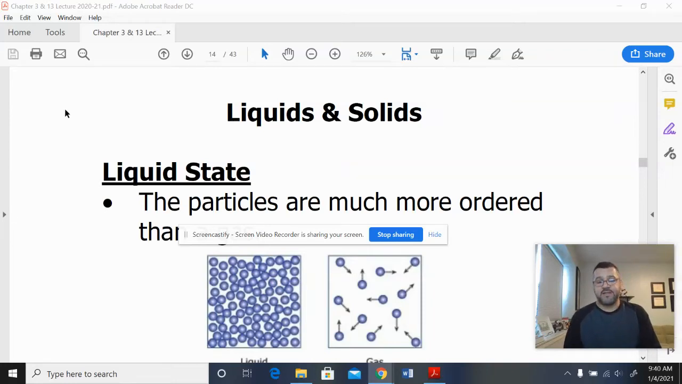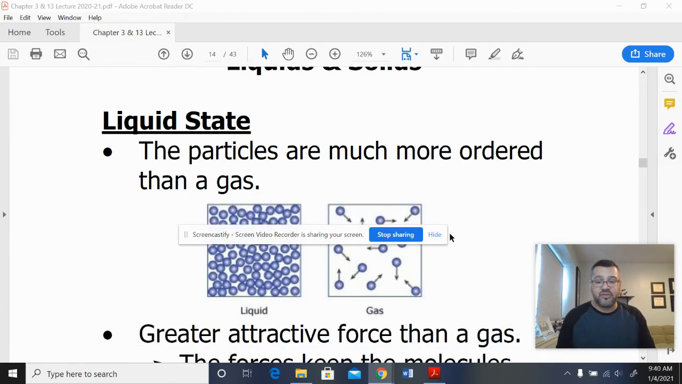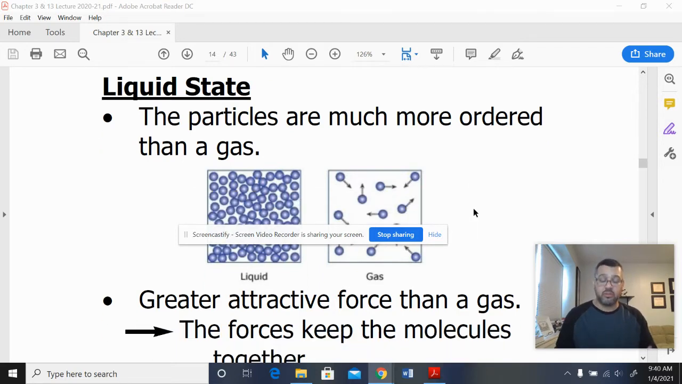So liquids and solids are the next topic to talk about. And so let's talk about how liquids can exist in terms of all these intermolecular forces. So first of all, the intermolecular forces that you have going on allow liquids to be more ordered, more stuck together than a gas.